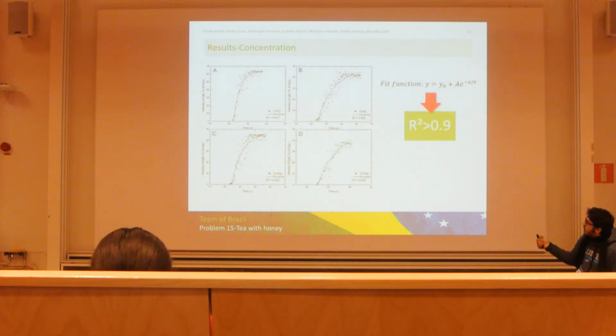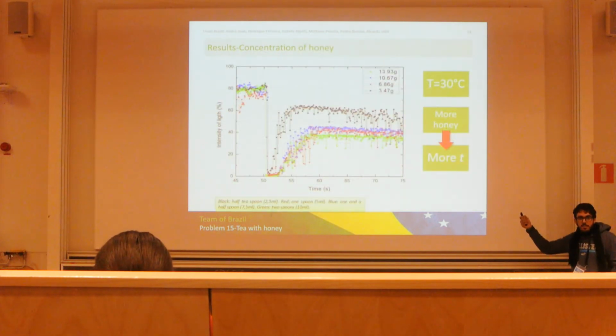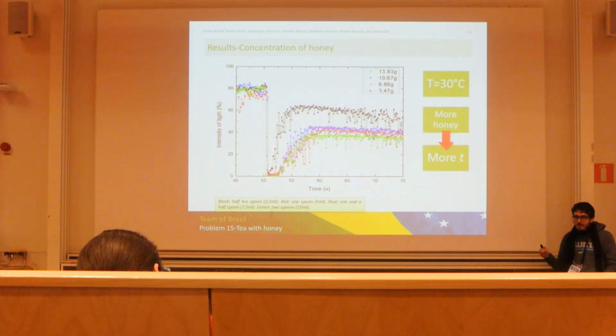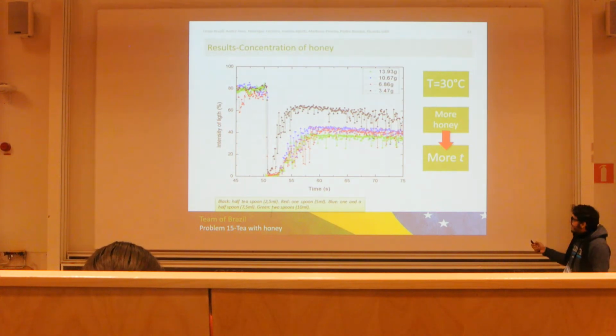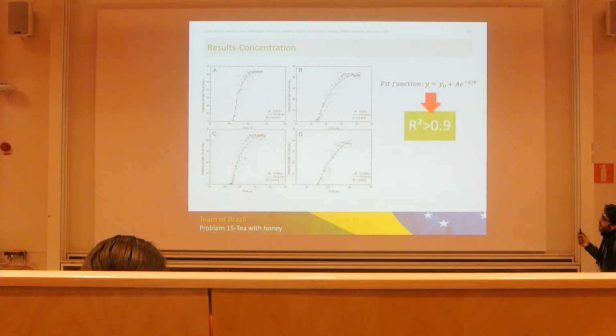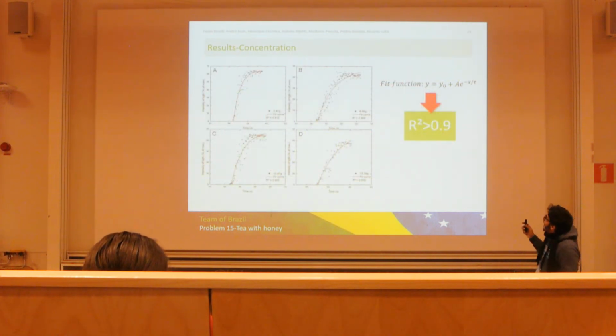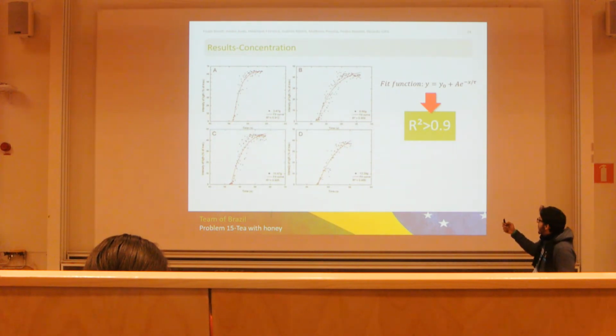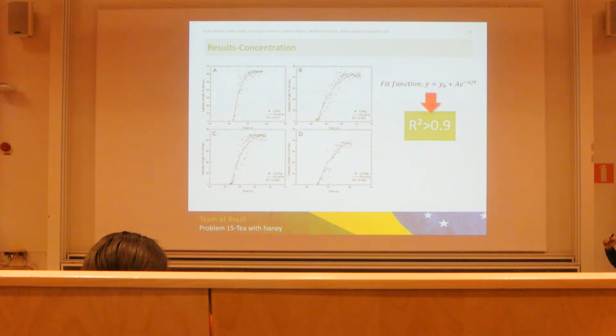And there used to be another slide here, but it showed the time. Okay, it happens. So for the result about concentration, we used the fit function of an exponential decay, and we obtained these graphs here with an R-squared of 4.9.